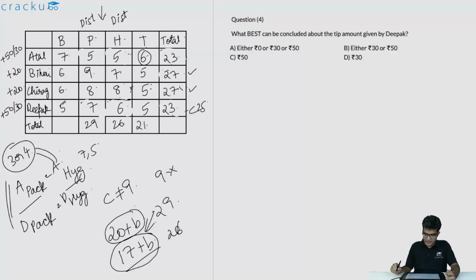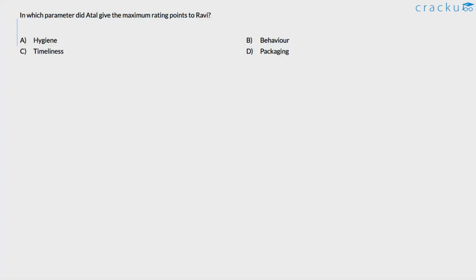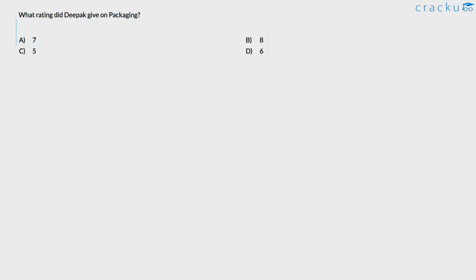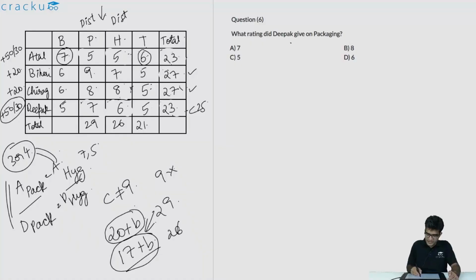What best can be concluded about the tip amount given by Deepak? It is either 50 or 30. One of Atal and Deepak gave 50, the other person gave 30. In which parameter did Atal give maximum rating to Ravi? The parameter in which Atal gave the maximum rating is behavior. What rating did Deepak give on packaging? Deepak gave 7 in packaging.